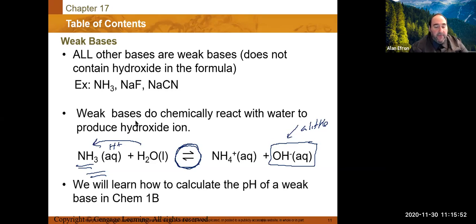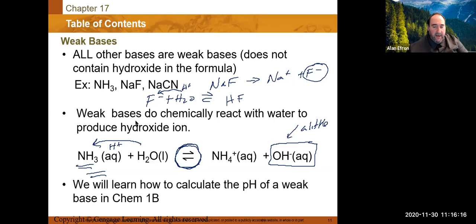Again, it's not going to be able to produce anywhere near the amount of OH minus as something like sodium hydroxide. So if you had something like sodium fluoride, it breaks apart into sodium and fluoride. It's actually the fluoride ion that reacts with water and accepts the H plus and makes HF and OH minus. And it's the F minus part that is the base part. It's a weak base for the same reason. Again, it's only going to produce a little bit of this.